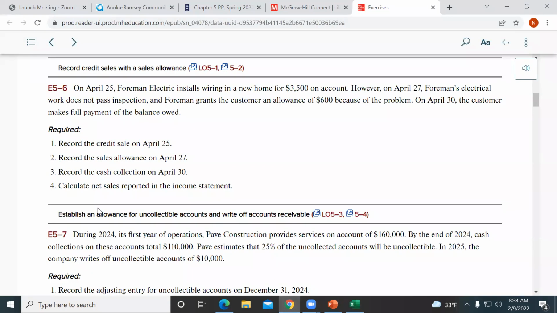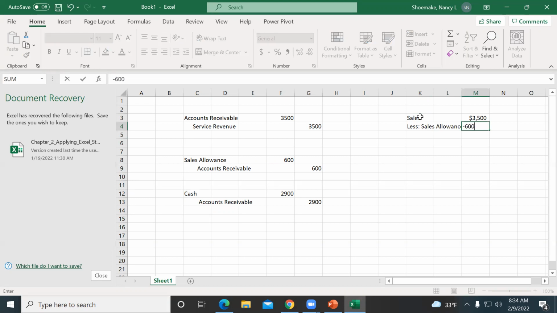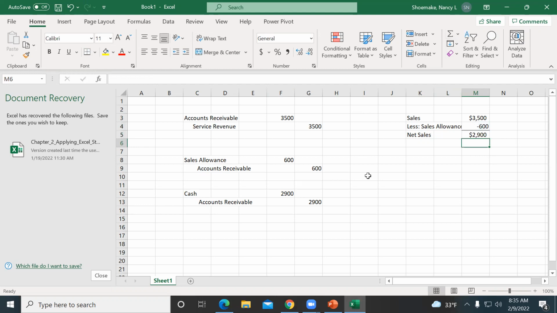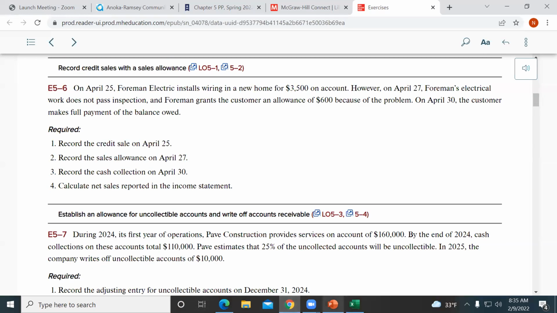Then it says, calculate net sales reported in the income statement. How are we going to show that? We're going to show it as sales, 3,500. And then we're going to do less sales allowances of 600, and then show our net sales to be 2,900. Does that make sense? Are we good? Yep. Okay, now we're going to go back.